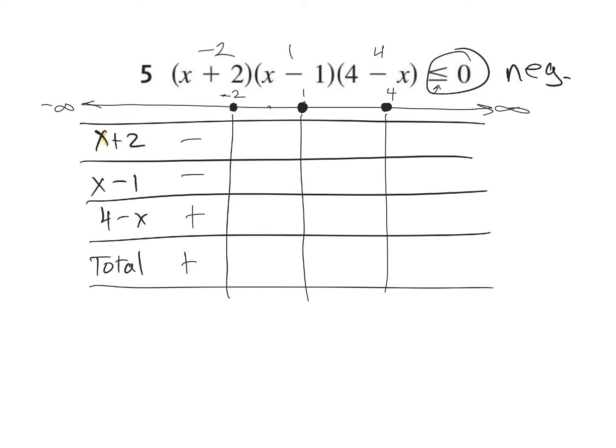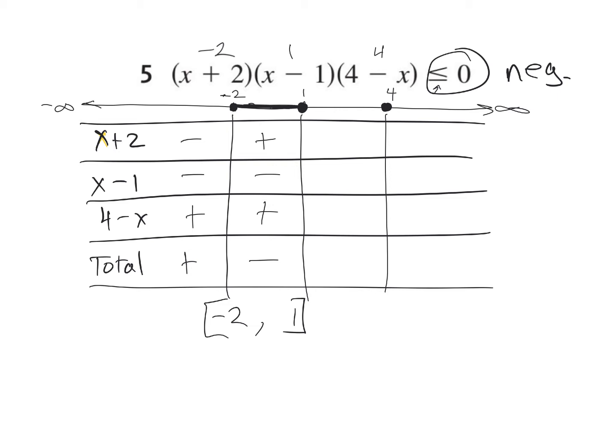Between negative 2 and 1 now, how about 0? We'll plug 0 in. 0 plus 2 is positive. 0 minus 1 is negative. 4 minus 0 is positive. Positive times a negative is a negative. Negative times a positive is still a negative. So from negative 2 to 1, including those, are possibilities. So we shade that in if we were to show a graph of it.